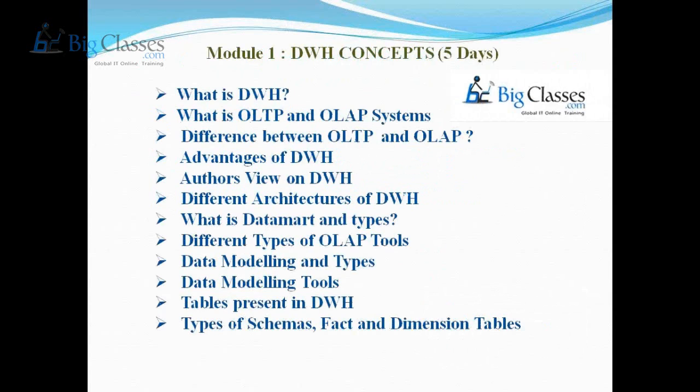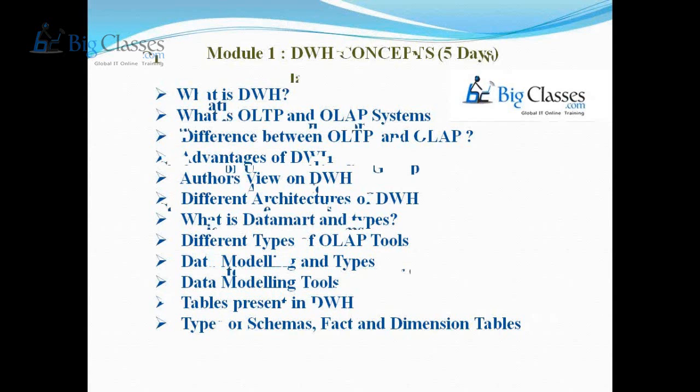As a part of this data warehousing concept, we are going to understand what the OLTP system is, what the OLAP system is, what the advantages are, what the different architectures are that we have, what the different data models are, OLAP tools, what data modeling is, and what the tables present in the data warehouse are, the types of tables, whether it is a dimension table or a fact table, and what the different schemas are. So this is the data warehousing concept that will be covered for the first 5 days.